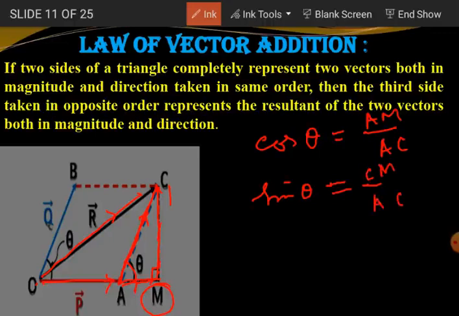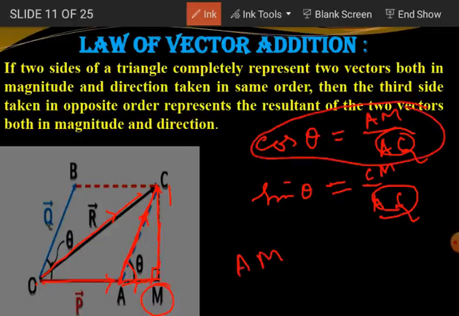So what is this AC? AC is nothing but the magnitude of Q vector, right? So we can replace it by that. And whenever required, from this first equation of cosine theta, AM can be written as what?